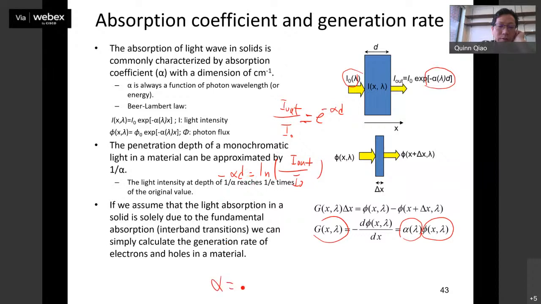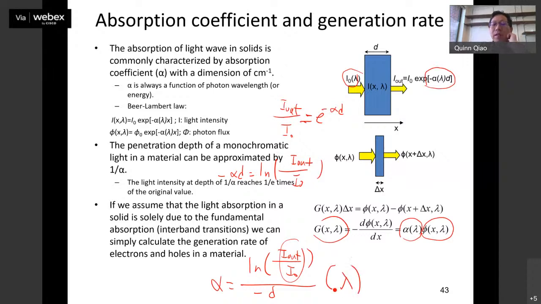Alpha equals log of I out, I0 divided by minus D. That you can measure pretty easily. You can prepare a film with a given thickness, like 100 nanometers, and then divide by that to get alpha. But this alpha is determined as what?